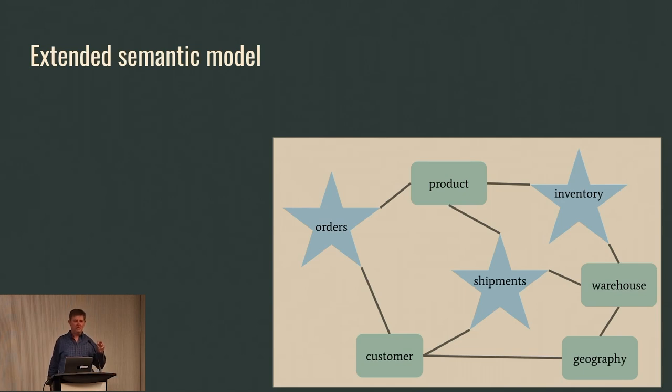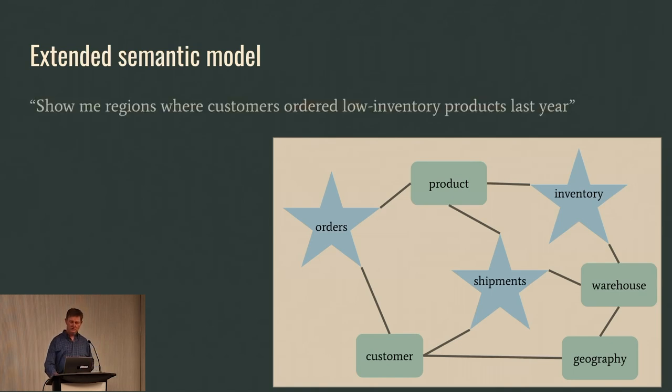Those are the common concepts that are shared, the junction points between the business views. So if I've got a question, show me regions where customers ordered low inventory products last year, it's a little bit ambiguous, right? Regions. Maybe I'm talking about the inventory, and so maybe this connects me to warehouses. When I talk about regions, am I talking about the region where the warehouse is, or the region where the customer is?